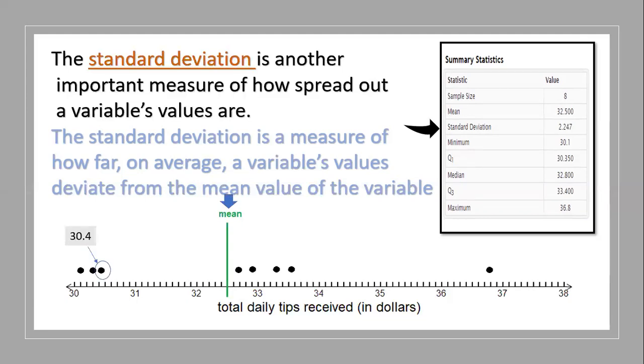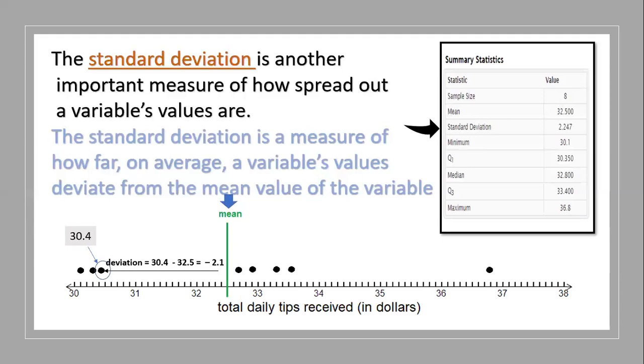Some days she had tip amounts that were below that mean value. There's one of them. On one of the days, we recall she had $30.40 in tips. Now we can ask, how far does that deviate from the mean? Well, it's below the average, isn't it? If we look at the distance from the mean to that point, $30.40 minus $32.50 gives a difference of negative $2.10. For that particular data value, we have a deviation of negative $2.10.